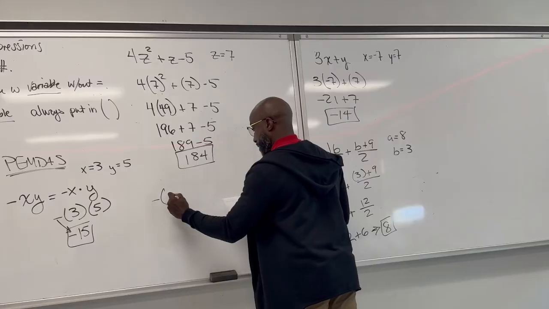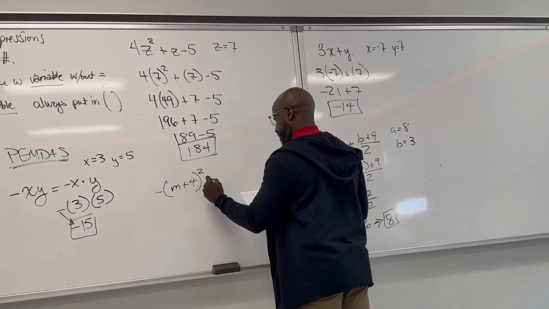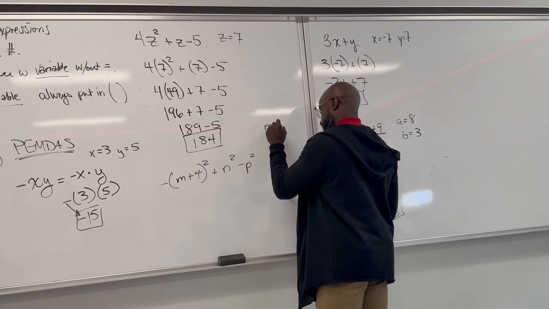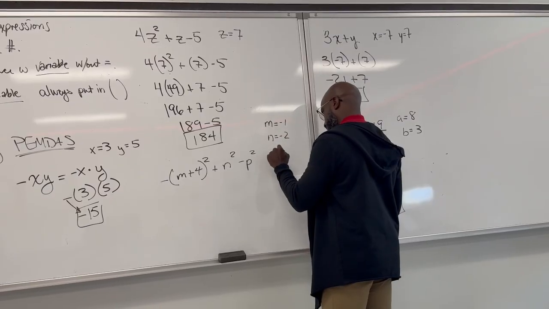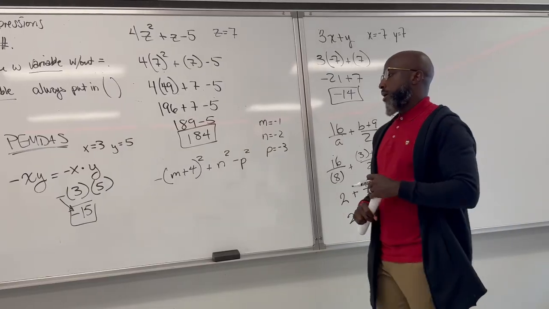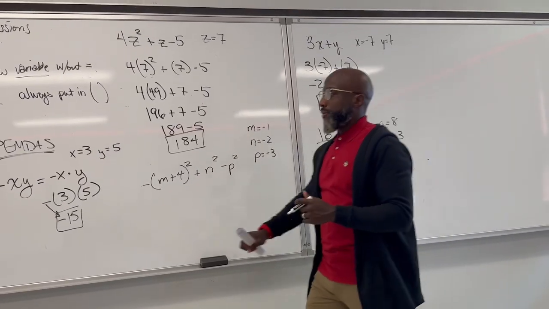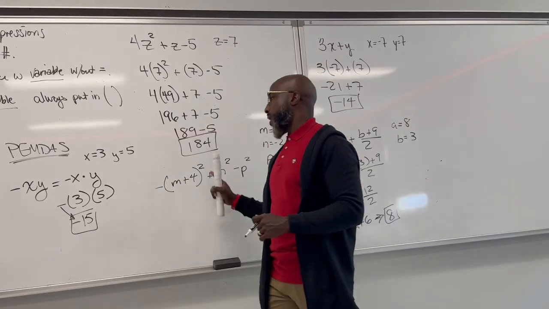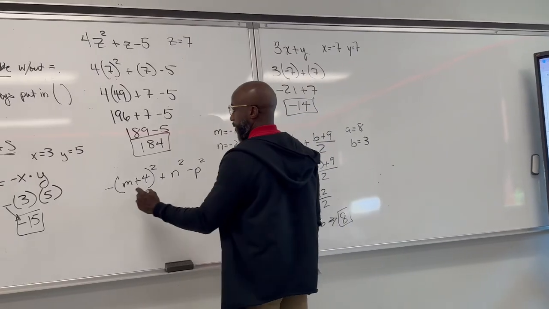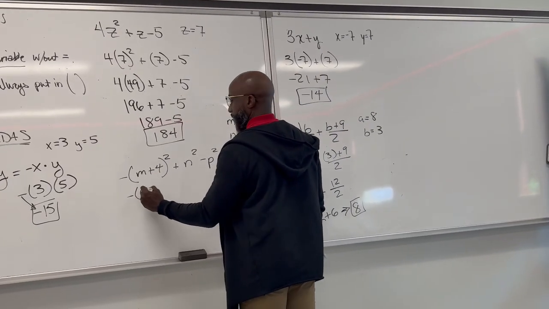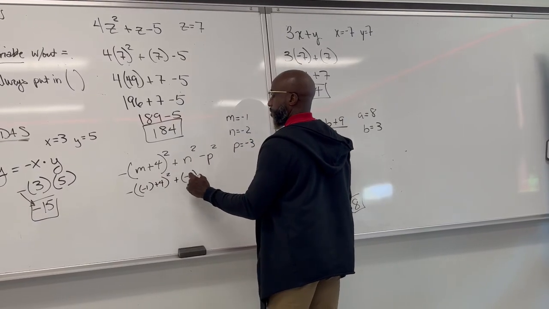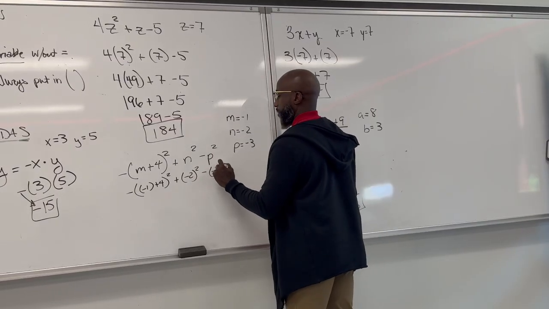Okay, so next example here, number 8. Negative m plus 4 squared plus n squared minus p squared. All right, m equals -1, n equals -2, and p equals -3. Okay, so in this particular problem, we have the top portions of the order of operations. We see parentheses here, we got exponents here, then we got adding and subtracting. Okay. First things first, we're going to substitute in now. So it's going to be -1 plus 4 squared plus -2 squared minus -3 squared.